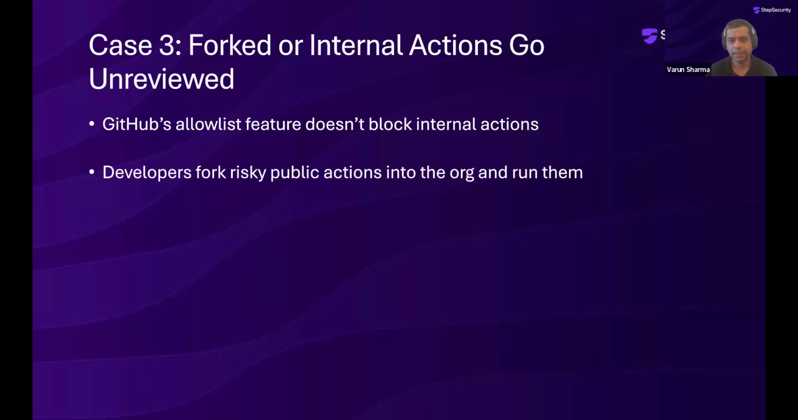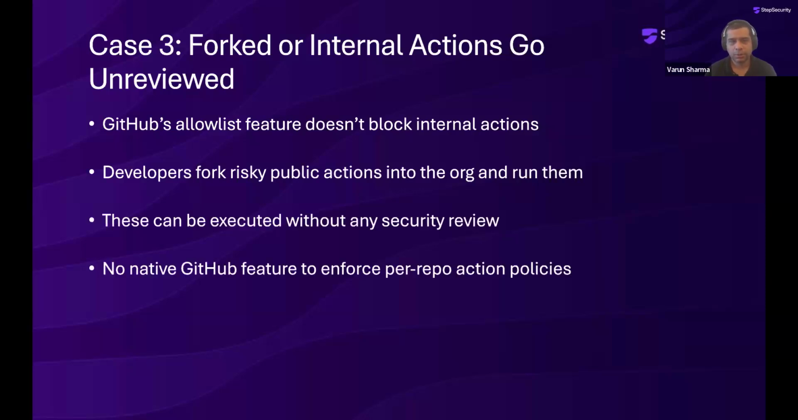But the problem here is that the GitHub allow list feature implicitly allows actions that are in that same org. And so developers can actually fork risky public actions into the org and use them. And by doing that, it kind of bypasses the whole review process. And this is why some of our customers actually wanted us to implement this through a workflow run policy.